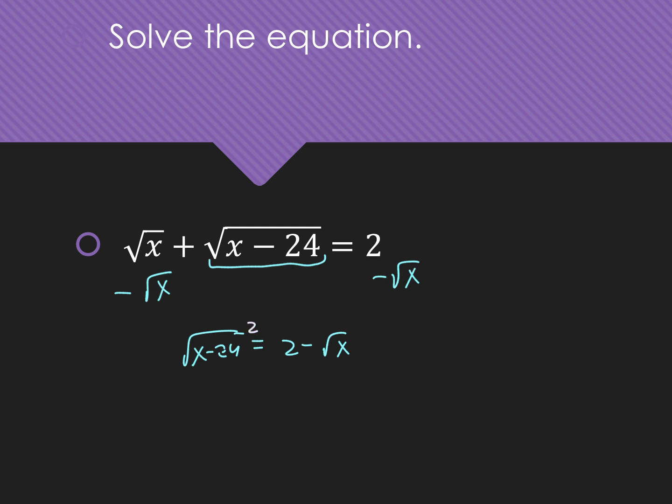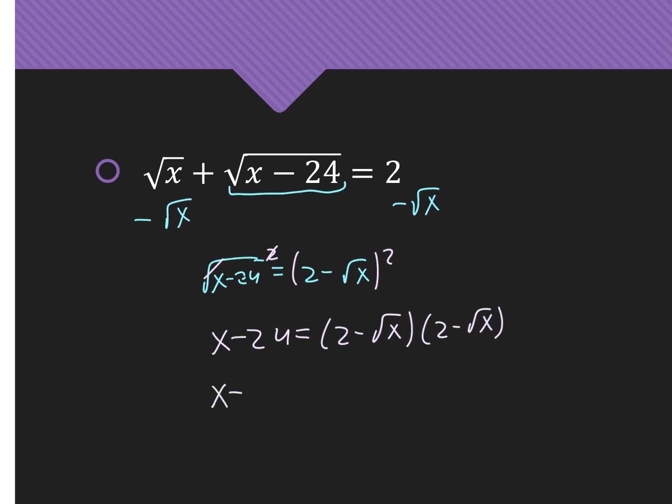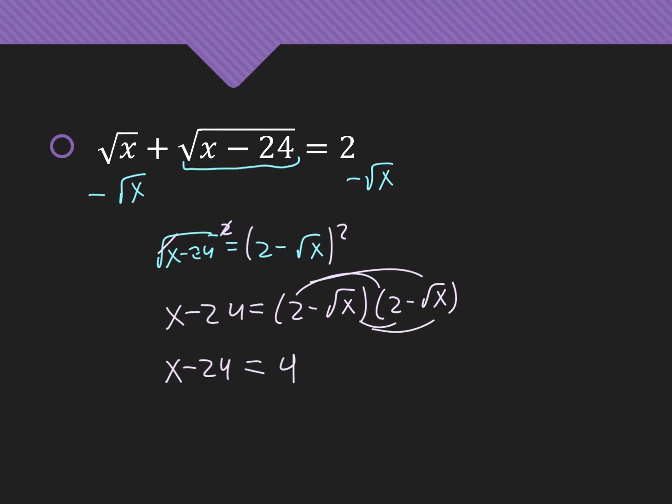And then I can go ahead and square both sides. And then the square root and the square are going to cancel out. So I get x minus 24 equals, this is the same as 2 minus the square root of x times 2 minus the square root of x. So then I get an x minus 24. I can FOIL this. And when you simplify this, you get 4 minus 4 square root of x plus x.